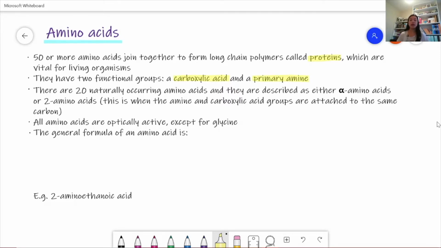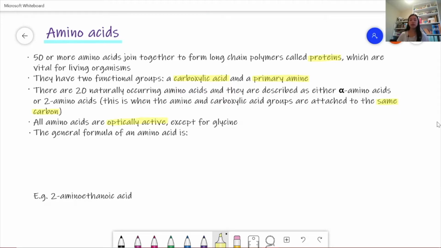They're described as either alpha amino acids or 2-amino acids, which means that the amine and carboxylic acid groups are attached to the same carbon. And all amino acids are optically active except for glycine.